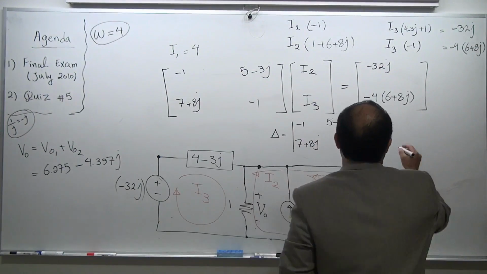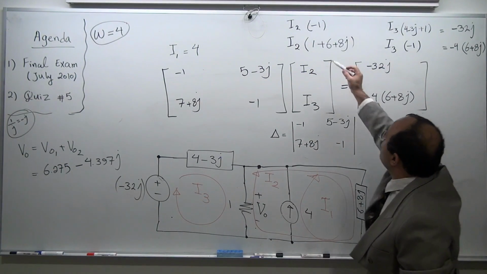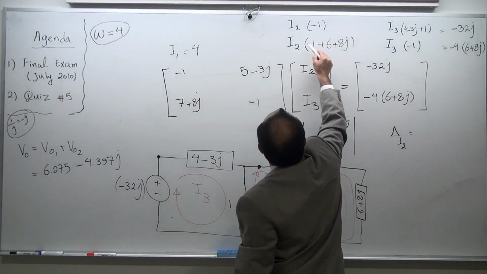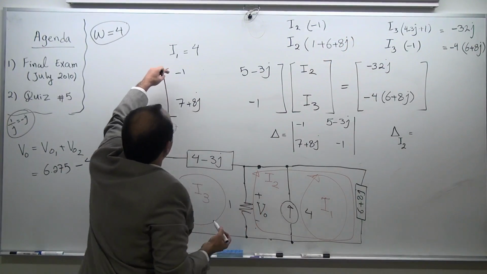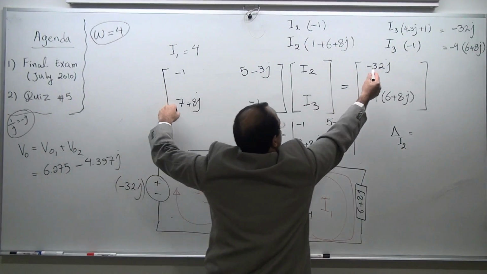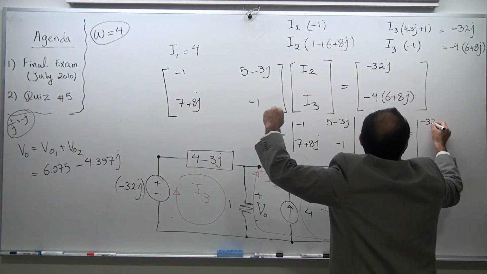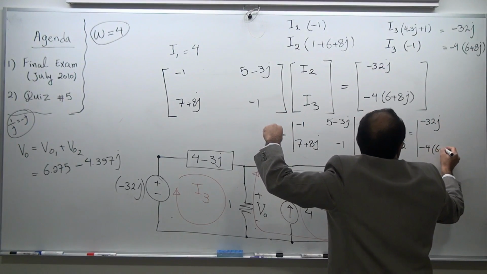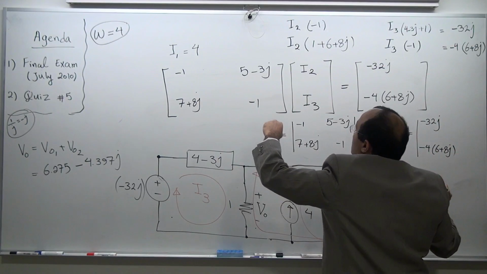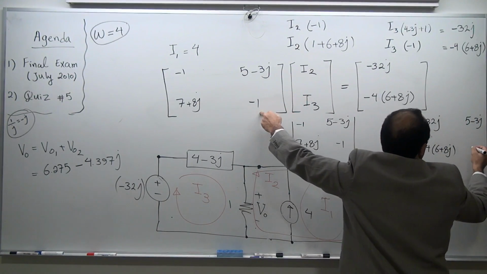What is delta x, or in this case, delta I2? Delta I2, remember this one represents I2? The first column is I2. In delta I2, the first column is replaced with the right-hand side. So it's going to be minus 32j, minus 4 times 6 plus 8j, 5 minus 3j, and minus 1.